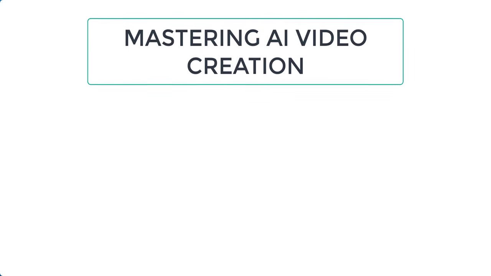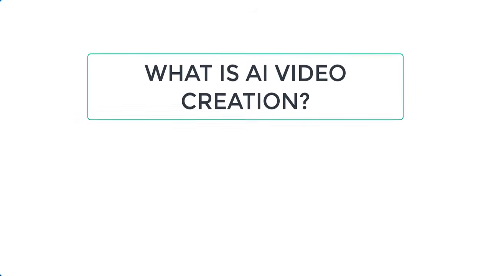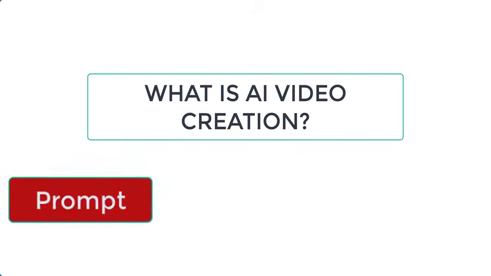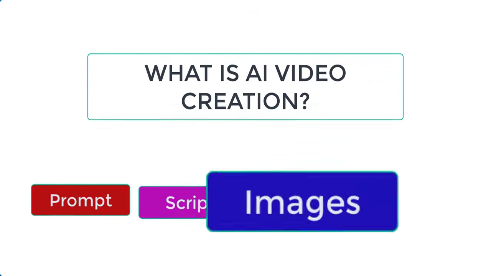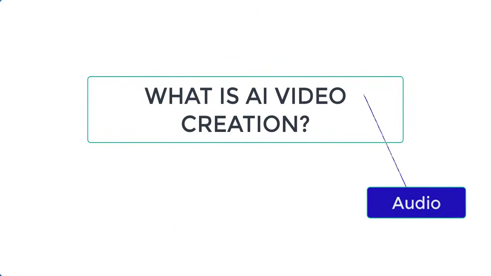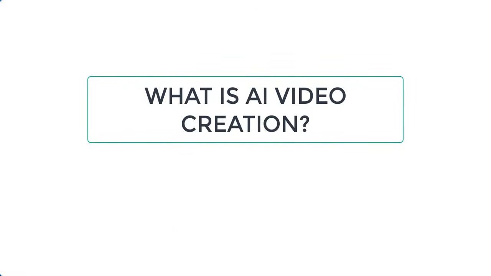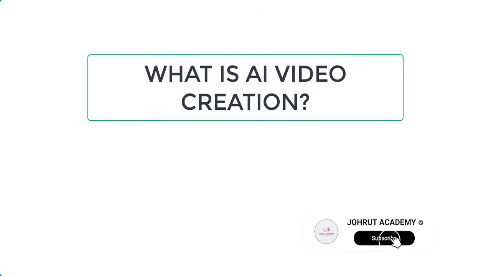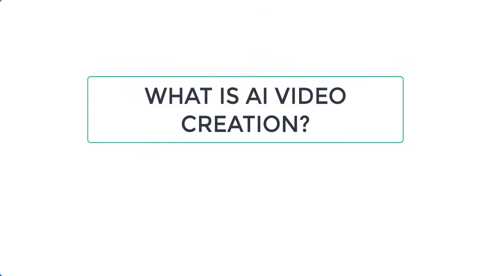So, what exactly is AI video creation? Let me simply put it in this way. It's a process of using artificial intelligence tools to generate videos from prompt, script, images, and audio. There are now powerful AI tools that can turn your ideas into video scenes within seconds. You just describe what you want, the AI creates it for you.